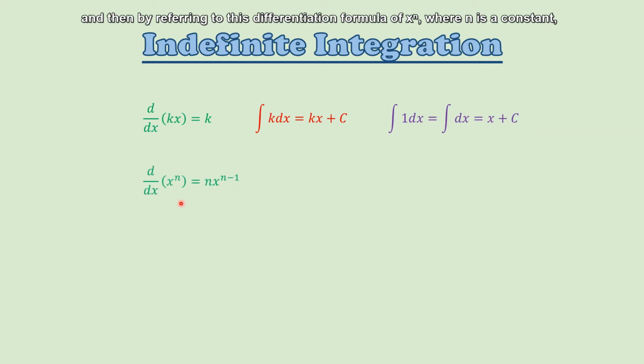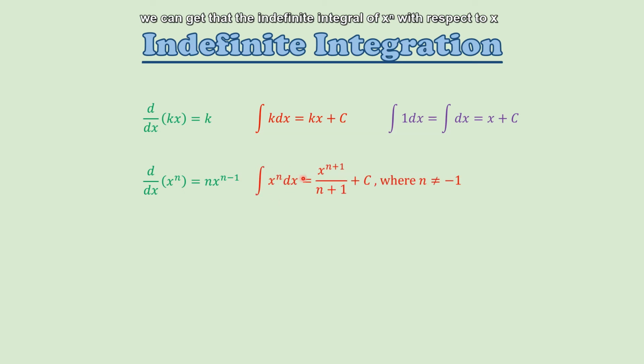And then by referring to this differentiation formula of x to the power n, where n is a constant, we can get that the indefinite integral of x to the power n with respect to x is equal to x to the power n plus 1 over n plus 1 plus c. We can understand this formula simply by differentiating this, and then we can get back x to the power n.